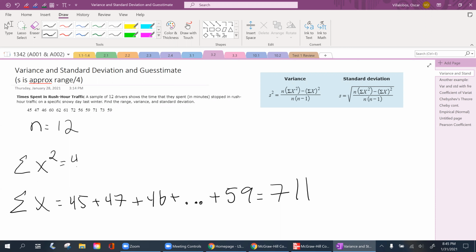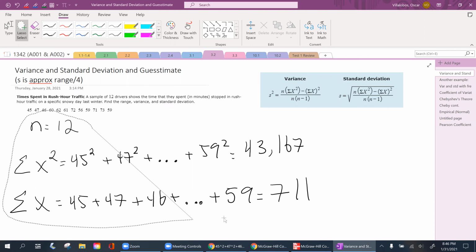The next part is going to be squaring each value and then adding it up. So in other words, this is going to be 45 squared plus 47 squared plus, and I'm going to square each one and then add them all the way up to 59 squared. Now let's see what that gives us. And I get 43,167.